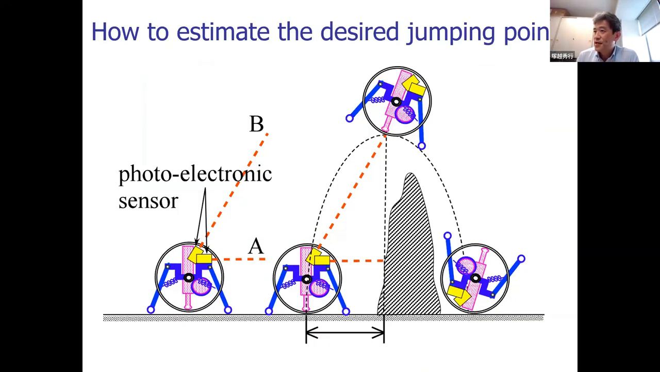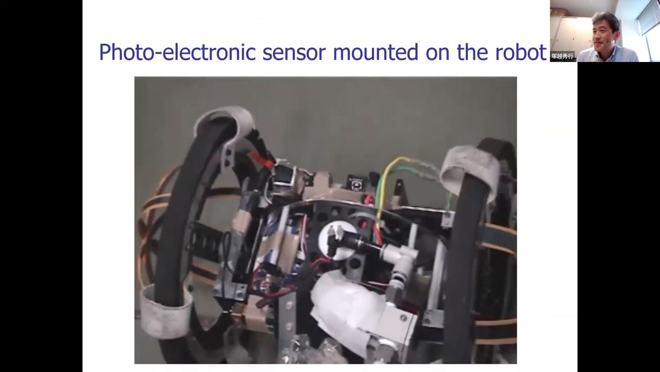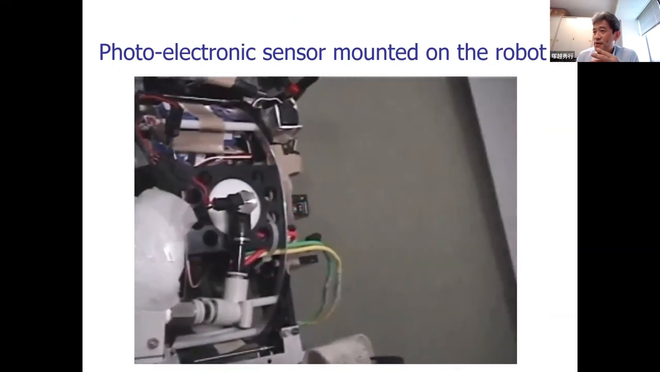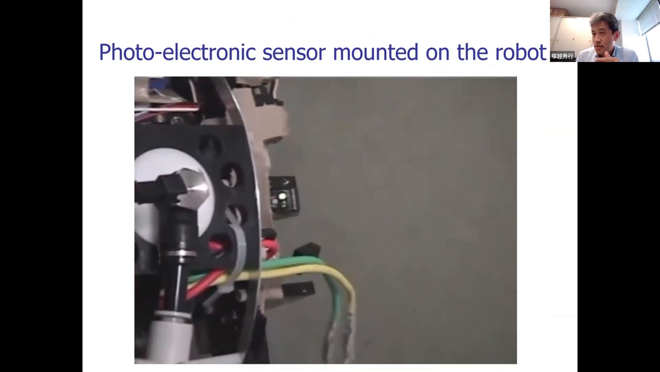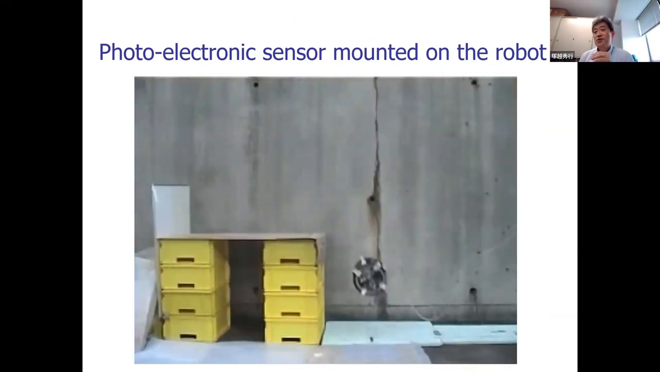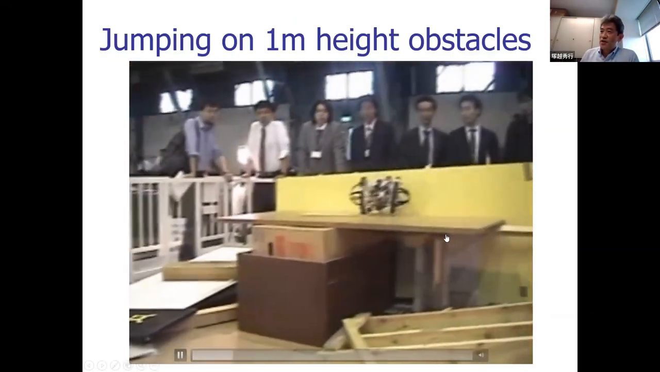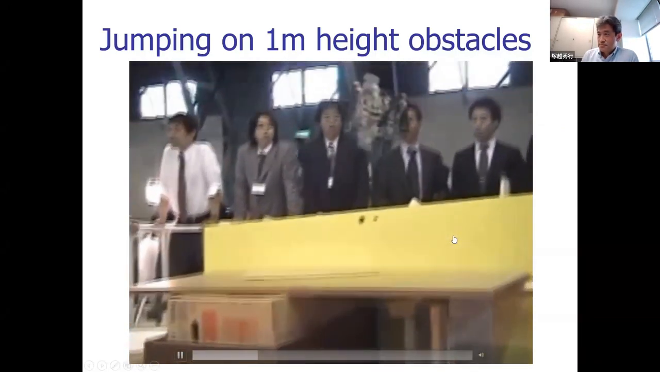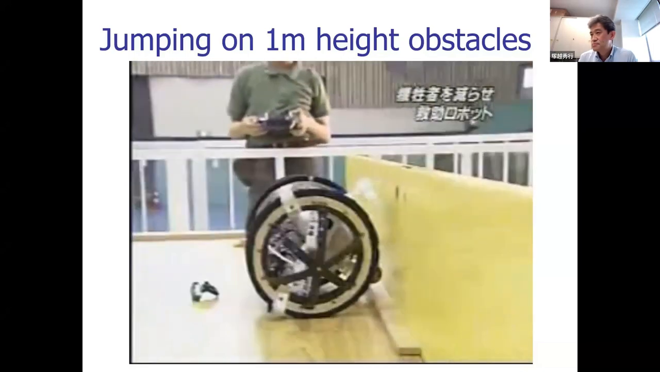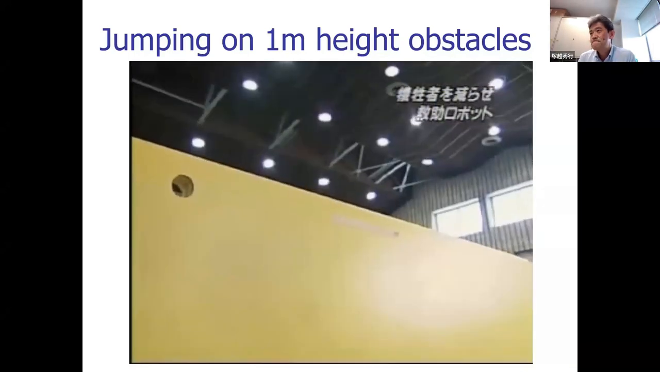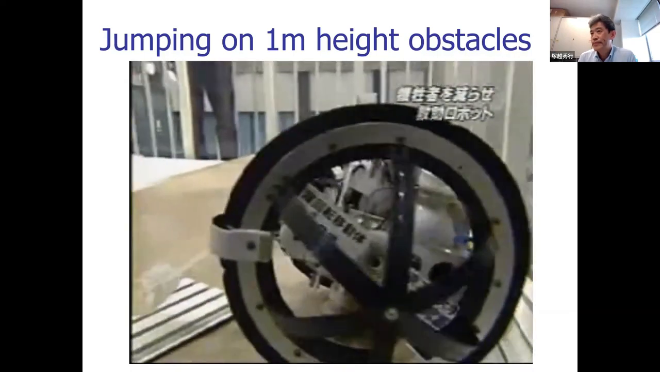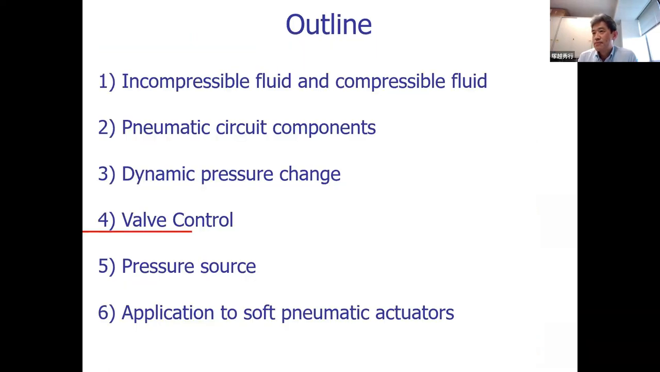And by using the sensors, it can automatically sense the obstacles. And then as a result, it can jump at a very good timing. This is a photoelectric sensor. And after it faces the obstacles, it can automatically jump. Okay. Next, I'm going to show you the valve control.